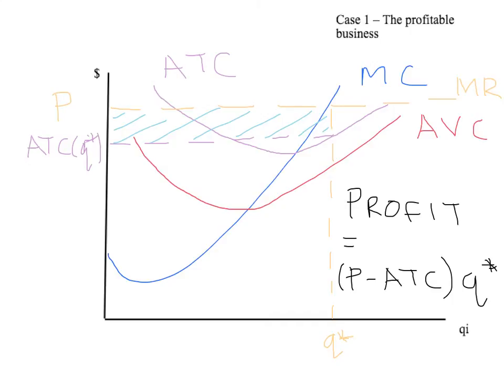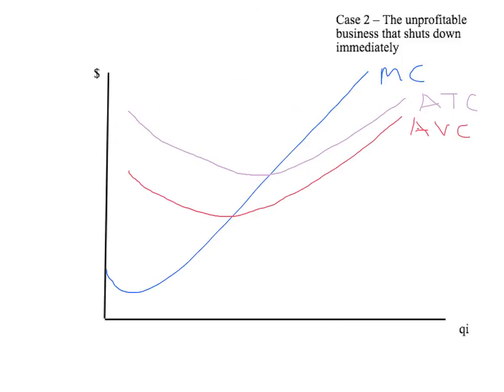But life isn't always meant to be easy. What happens if the price is less than this price here? What happens if it falls below average total cost? So let's look at this case. Same axes, dollars and quantity. I've redrawn our marginal cost, average total cost, and average variable cost curves, but I'm going to choose a different price now. I'm going to choose a price that's way down here.